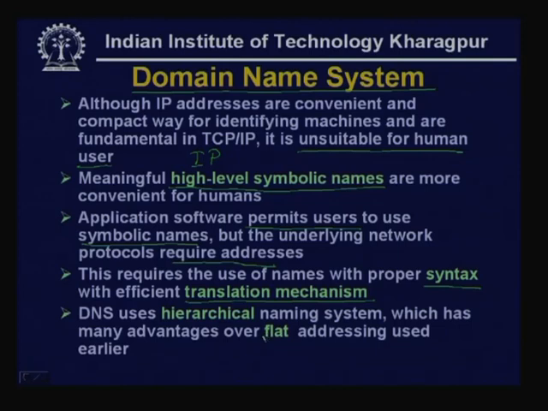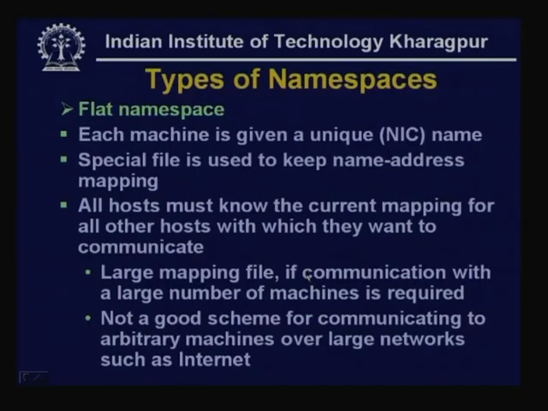And there are two ways of providing names. One is known as hierarchical naming system, another is flat addressing system. So, the DNS uses hierarchical naming system, as we shall see, and how it is being done we shall explain. And before that, let us briefly discuss about the flat namespace.